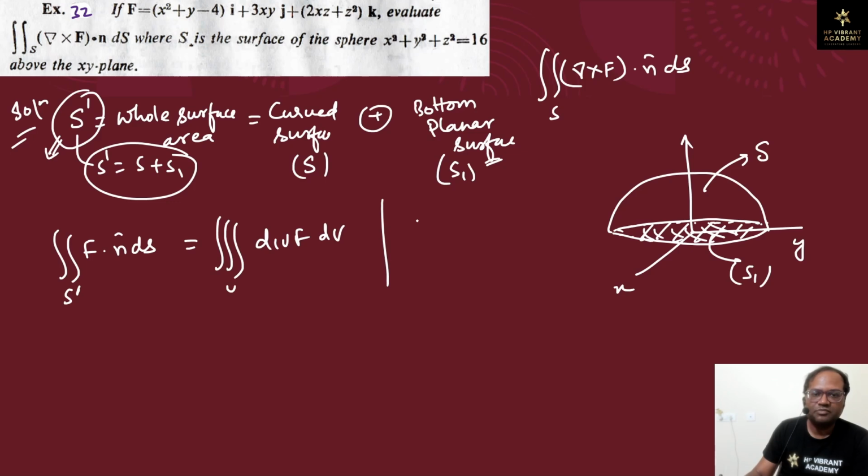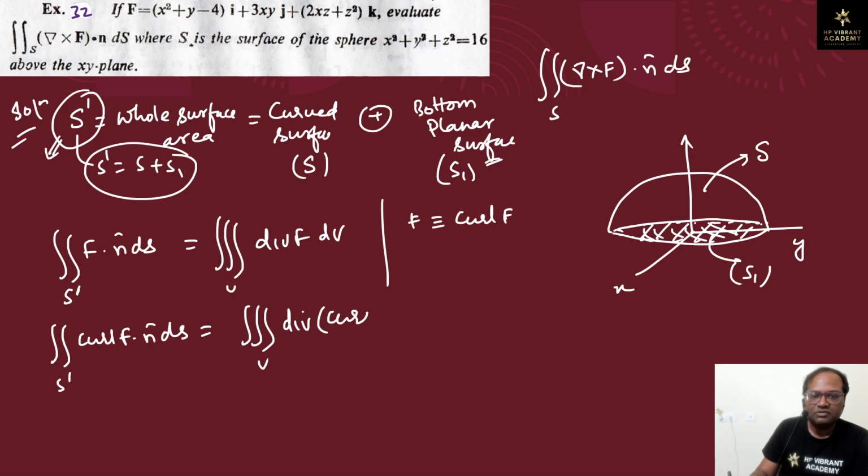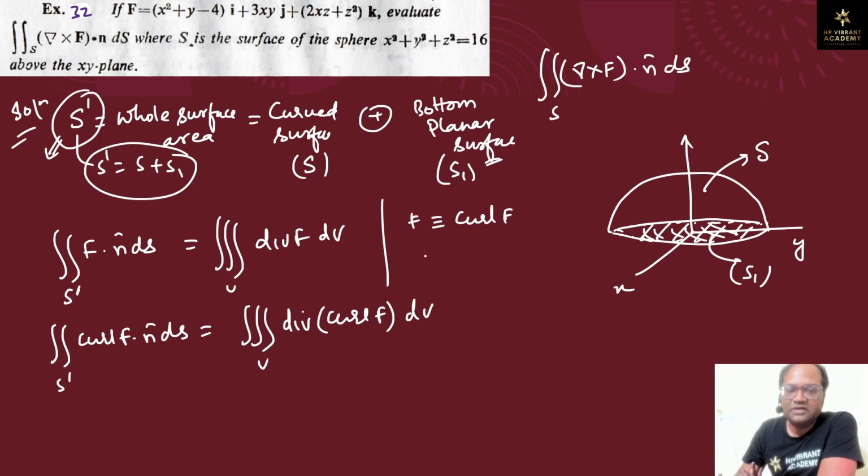Now let us replace f with curl of f. So this is equal to the surface integral over S dash of curl of f dot n cap ds, which is equal to the volume integral of divergence of curl of f dv. Using the vector identity, divergence of curl of f is equal to 0.